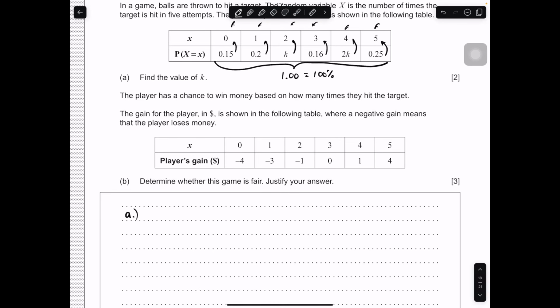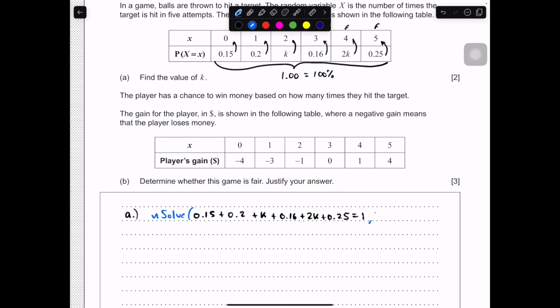So let's go ahead and write that out. We have 0.15 plus 0.2 plus k plus 0.16 plus 2k plus 0.25. We know that this should all equal 1. So after we have some equation, let's go ahead and solve. You actually don't need to write "solve" on your paper, just the equation is fine. I do it just to show what we're doing here.